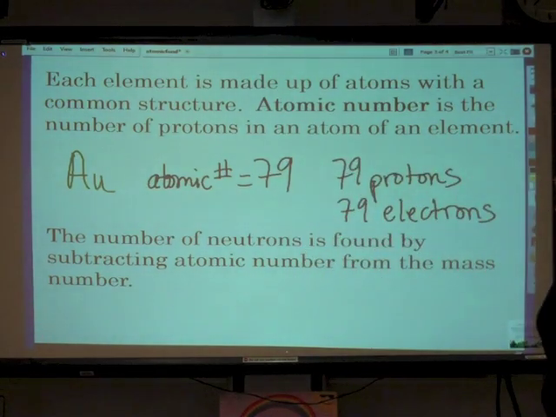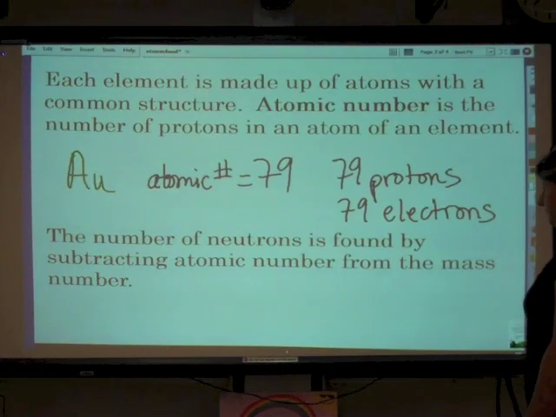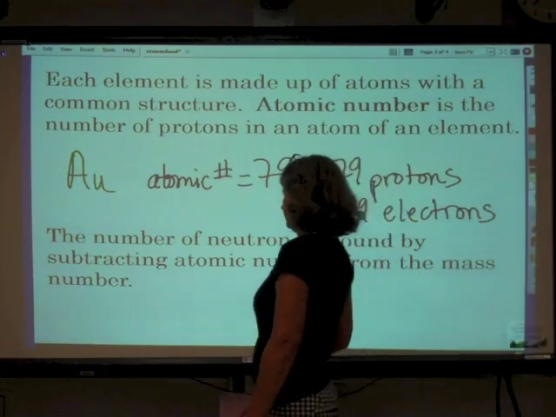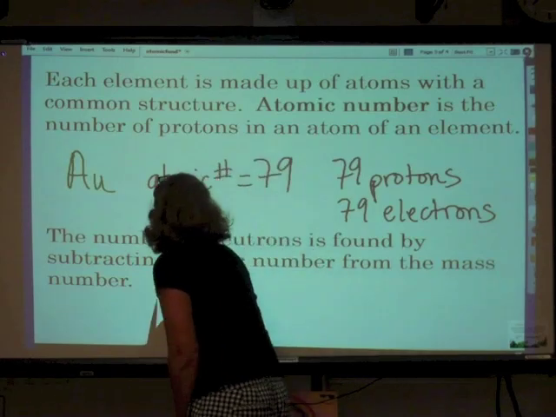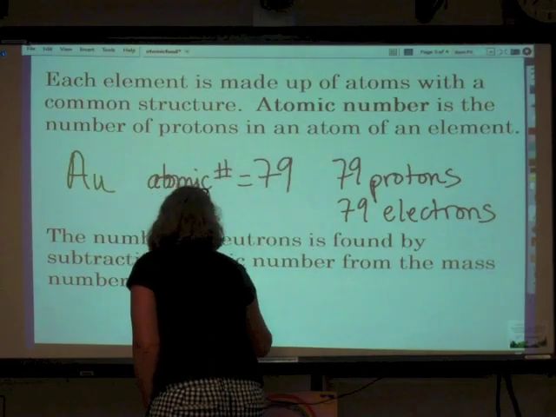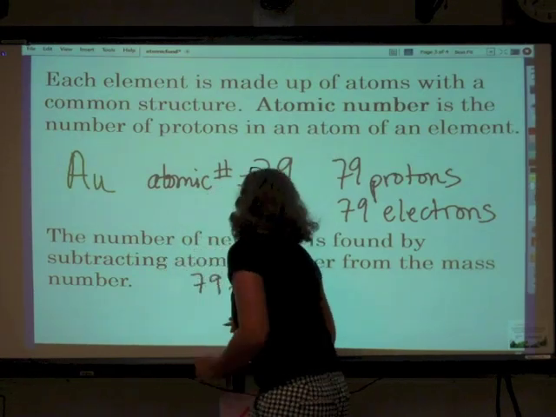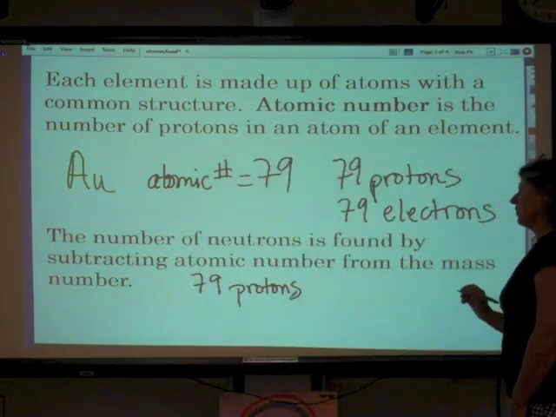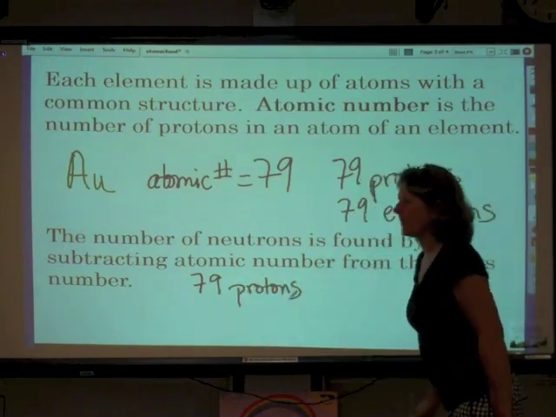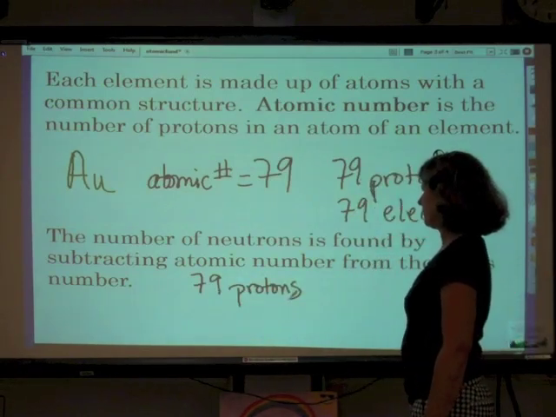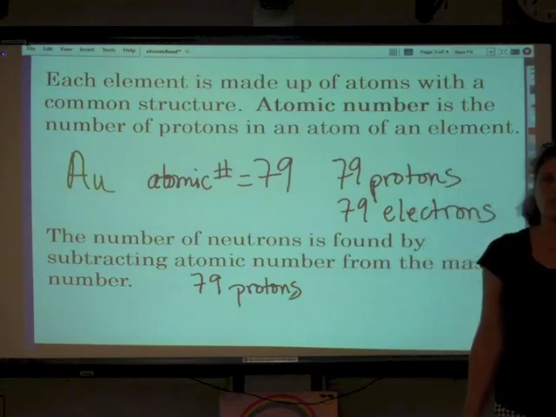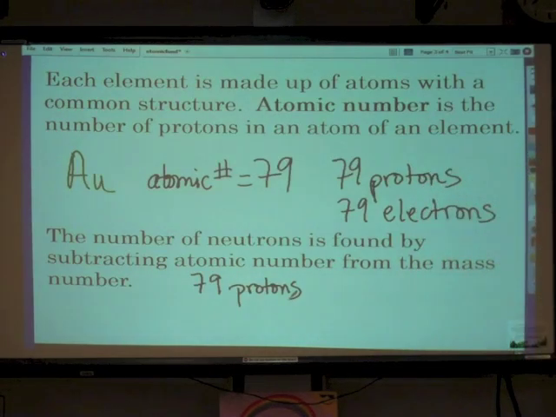The number of neutrons is found by subtracting the atomic number from the mass number. So, for gold, it has 79 protons. Okay, so that's its atomic number, 79, right? So what we need to do is figure out its mass number. How do we do that? How do we figure out a mass number?